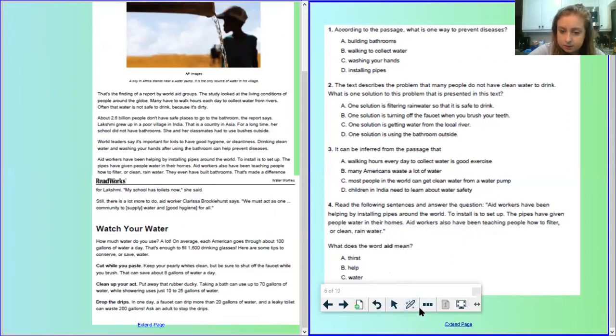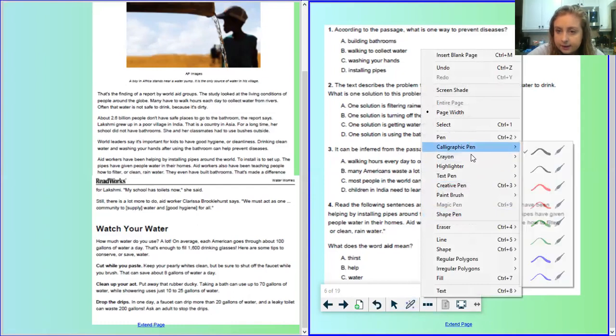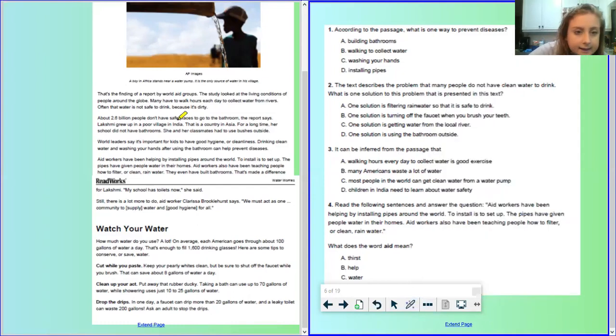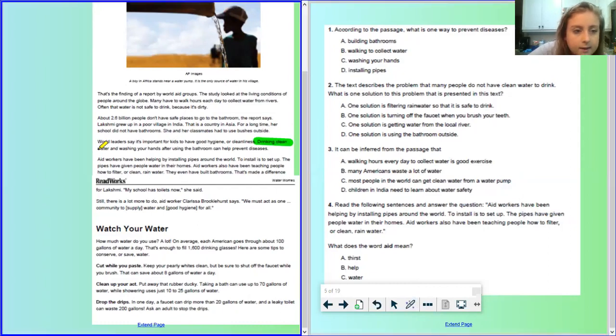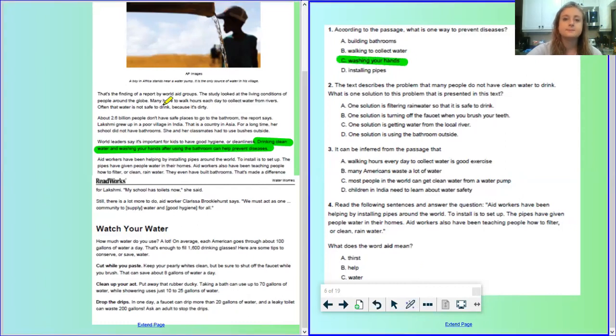So what we're going to do, hopefully this lets me do it. There we go. Okay. We're going to take our highlighter and we're going to highlight that. So it says it right here. Drinking clean water and washing your hands after using the bathroom can help prevent diseases. So the answer would be C, washing your hands. They did talk about building bathrooms, but that wasn't specifically what they said prevents diseases. Walking to collect water doesn't help prevent diseases, and installing pipes helps with the issue, but people still need to wash their hands whether they have plumbing or not.